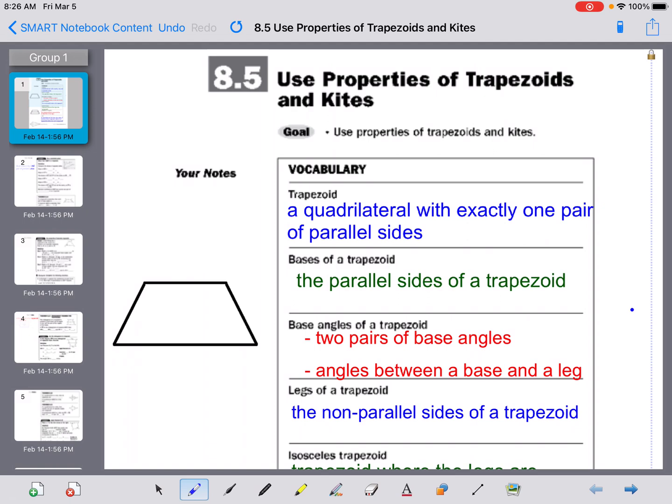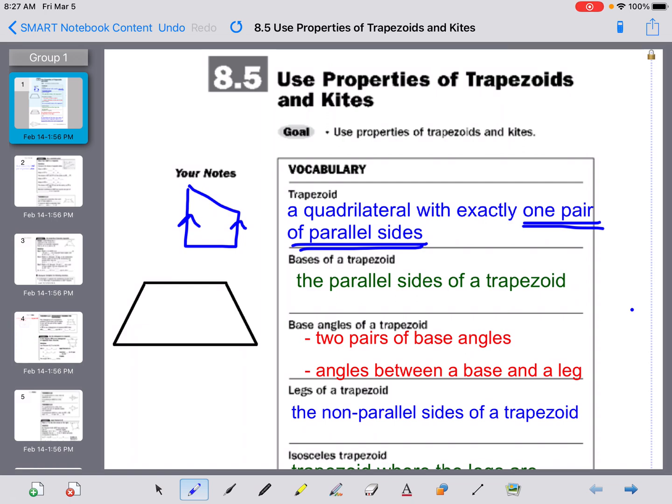And it's a quadrilateral, four sides with exactly, and this is so important, one pair of parallel sides. Okay, one pair of parallel sides. You might see a trapezoid that looks like this. This and this is parallel, all the rest are not. So there has to be only one pair of parallel sides, and that makes it a trapezoid, okay?